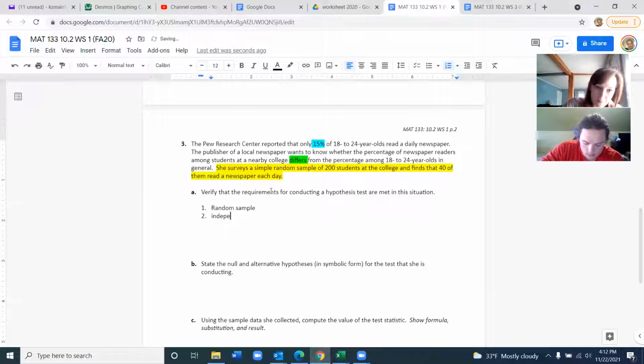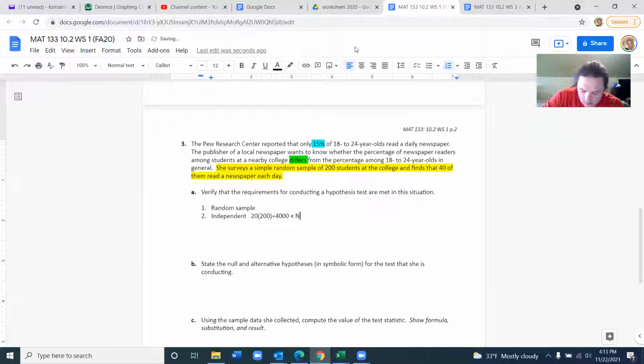The second thing is, can we say that our data is independent? I don't know how big our population is, but I do know 20 times my sample size, they said there were 200 students in my sample, equals 4,000. And I can definitely say that my population of 18 to 24-year-olds in the US is at least that big, 4,000.